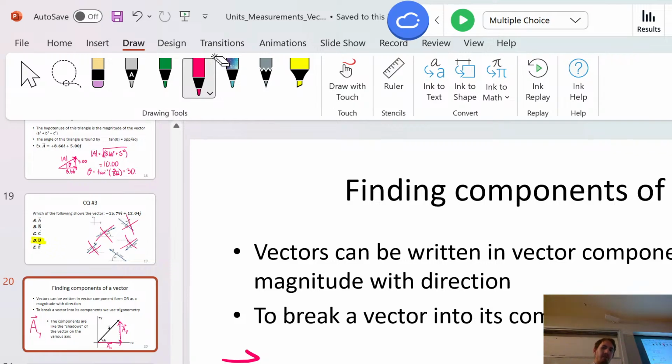All right, it's a right triangle. I have the hypotenuse. I have the angle. Hopefully your trig skills, you're feeling pretty good about how to get it. It's going to be SOHCAHTOA.